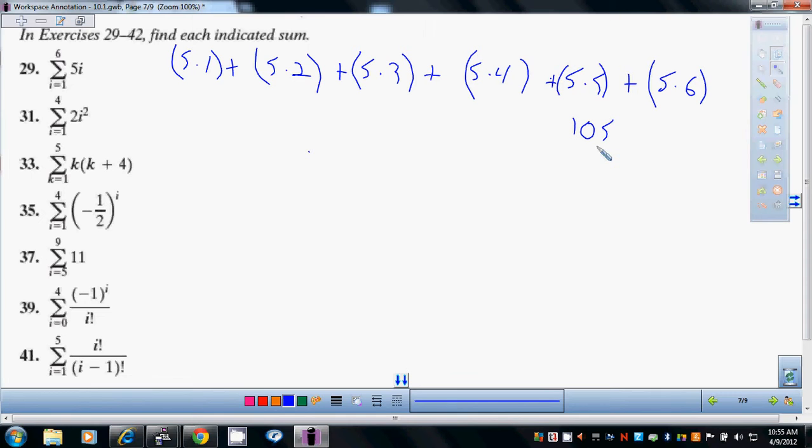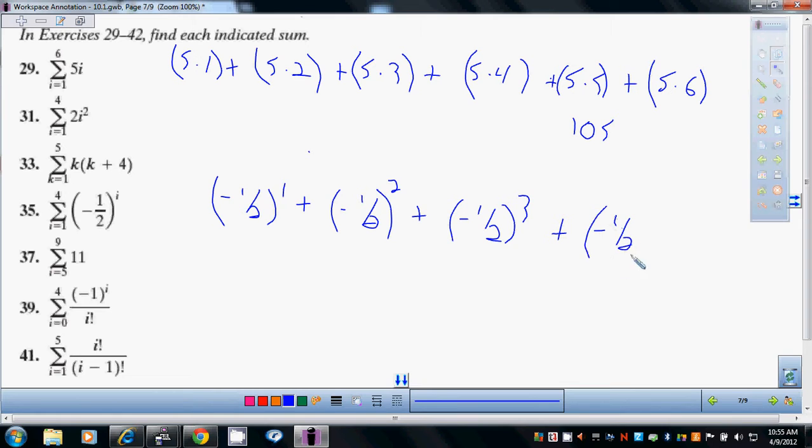So, like 35, that'd be negative 1/2 to the first. Oh, no, we didn't multiply it times 5 at the end. No, you multiplied every step by 5. 5 times 1, 5, yeah. Times squared. And then where would I stop? Yeah, at the fourth. And then you'd add those together.